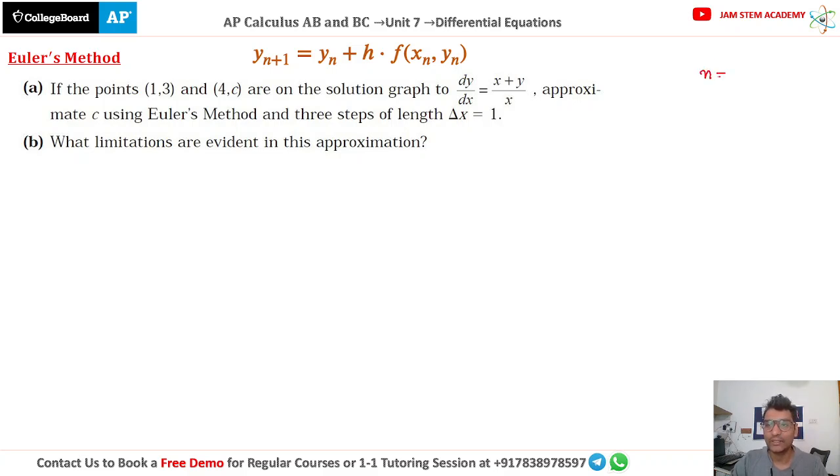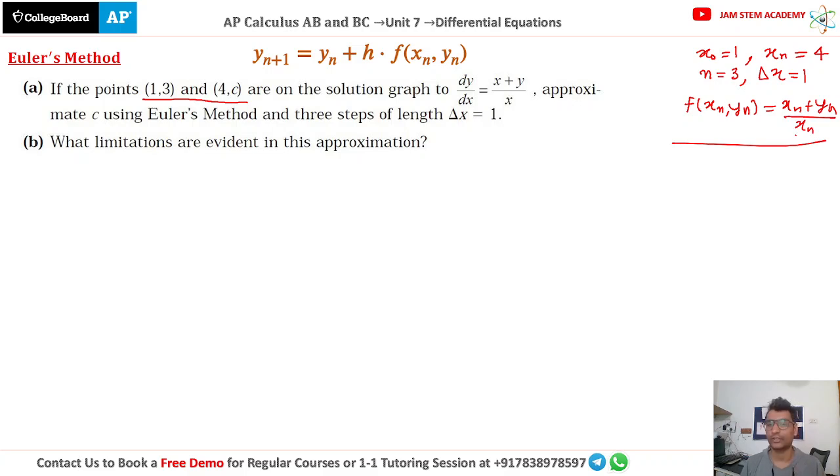So we have n equals 3, meaning we have to make 3 iterations. The delta x or h value is already given as 1. Our starting x naught value is 1, and the final x value xn, at which we have to find the y value, is 4. Using this information, I got this. Now, what is f? The gradient f of xn, yn will be given by xn plus yn over xn. Please note these down and then I'll start the solution.